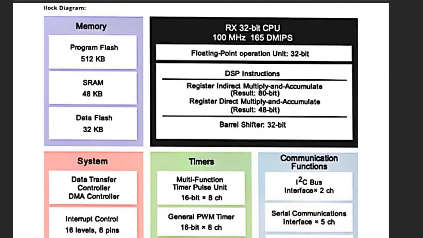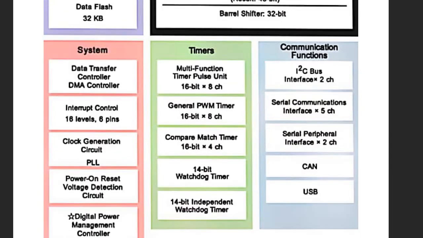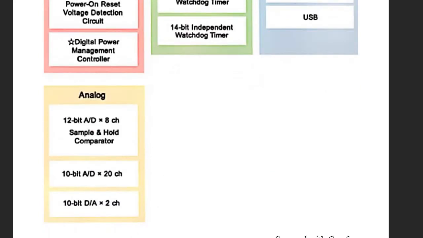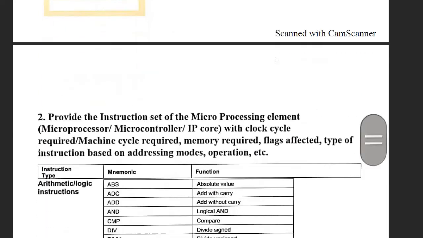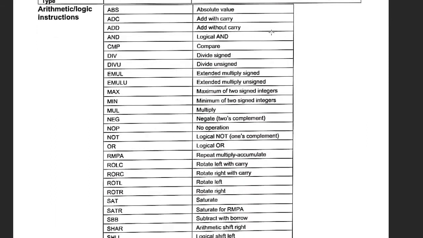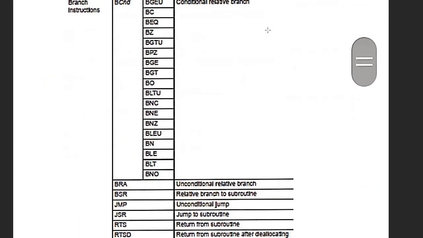So this is the closer, summarized version of the block diagram which I've chosen. And as you can see, this is the memory. This is the RX32 CPU. This is the system, the timers, and the communications functions. And this is the analog functions. So this shows the instruction set provided by this RX63T MCU processor. All this has been uploaded in the document under DA1.